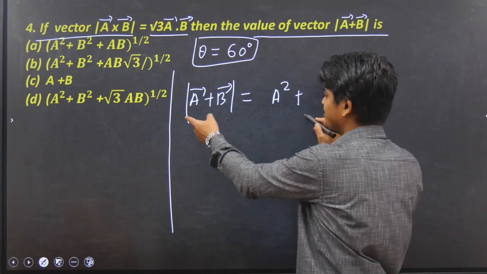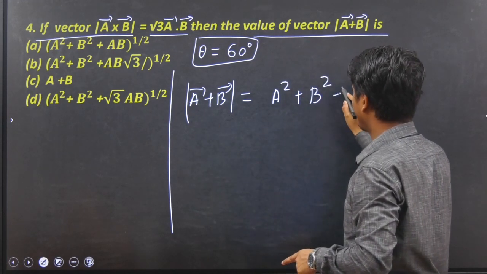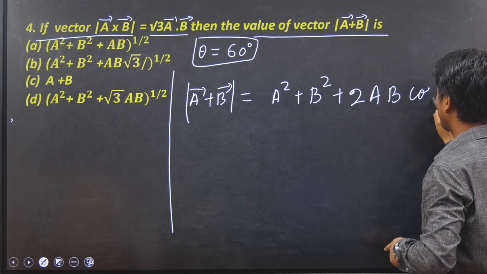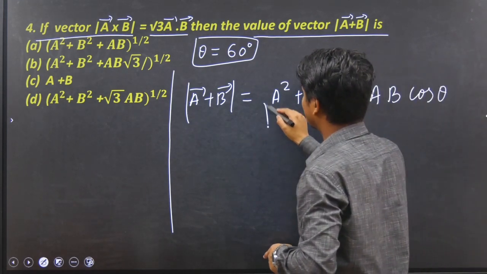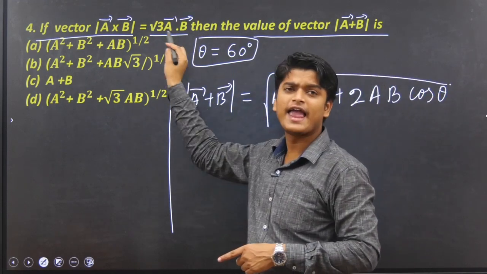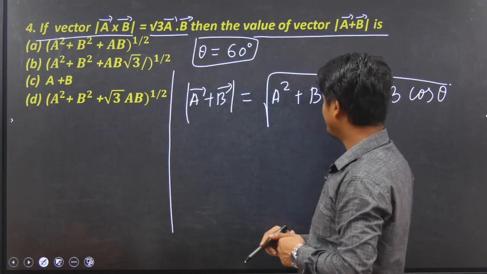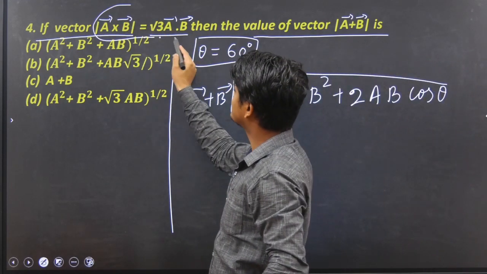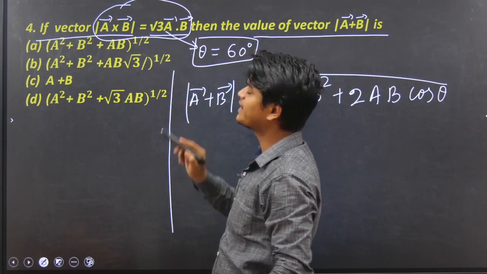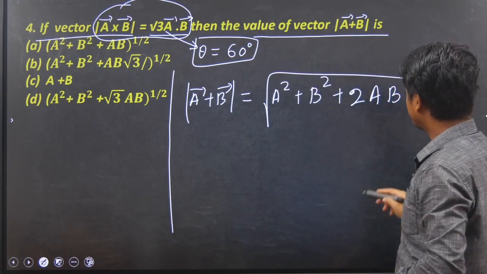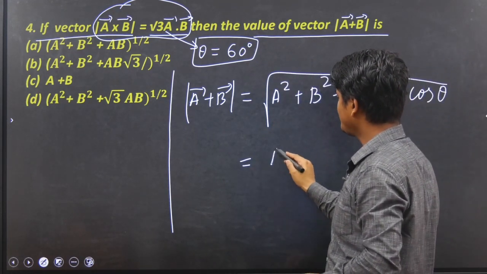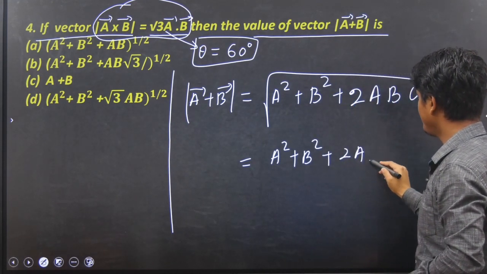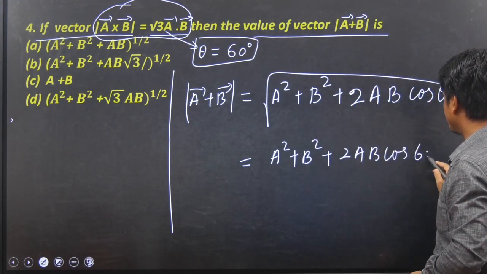So which will come how much? A squared, that is the A vector magnitude squared, plus B vector magnitude squared, plus 2 times A vector magnitude, B vector magnitude into cos theta. What is theta? Theta is the angle between A and B. Now here theta value is how much? 60 degrees. From where is it coming? It is coming from this condition, already derived in question number 2. Now here I will put the 60 value directly. So here it is A squared plus B squared plus 2AB cos 60 degrees.